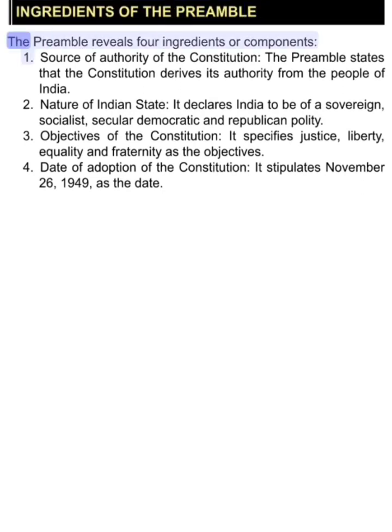Ingredients of the Preamble. The Preamble reveals 4 ingredients or components. 1. Source of authority of the Constitution. The Preamble states that the Constitution derives its authority from the people of India. 2. Nature of Indian state. It declares India to be a sovereign, socialist, secular, democratic and republican polity. 3. Objectives of the Constitution. It specifies justice, liberty, equality and fraternity as the objectives. 4. Date of adoption of the Constitution. It stipulates November 26, 1949, as the date.